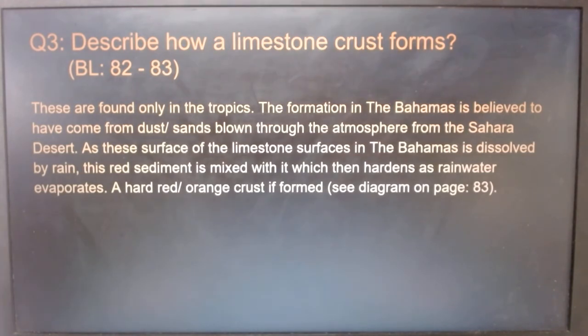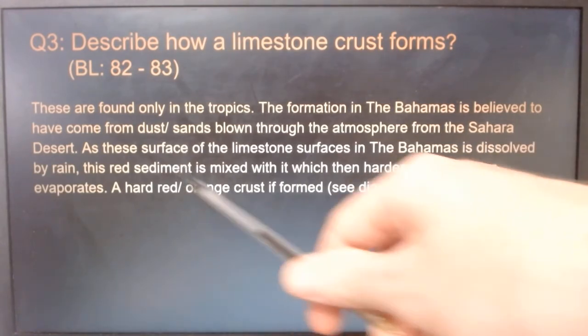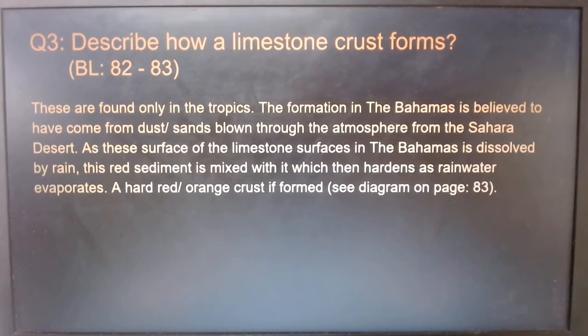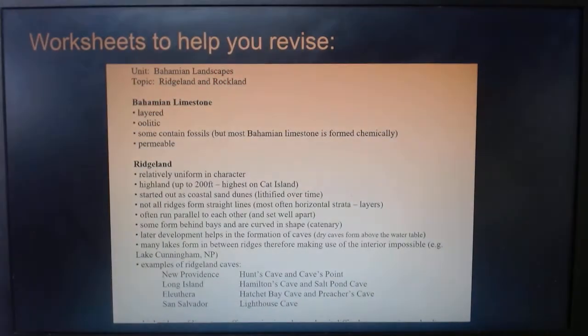So certain areas of the surface of the limestone are dissolved. This sediment is mixed into that dissolved material, and as the rainwater evaporates in the sun, a red, orange, hard crust is formed. It is, not if. See the diagram on page 83 to get a good look at it, but that's how they're formed.